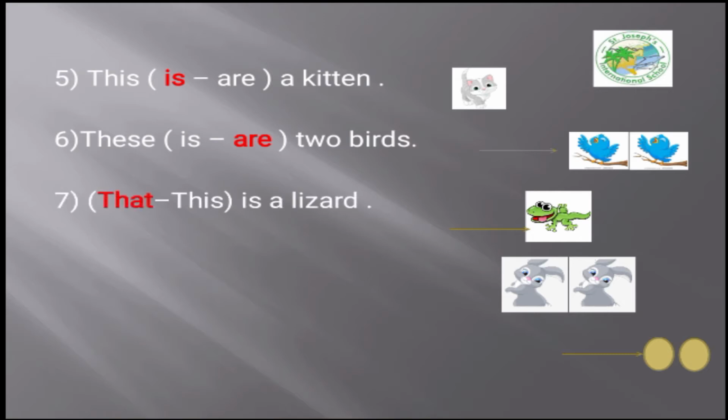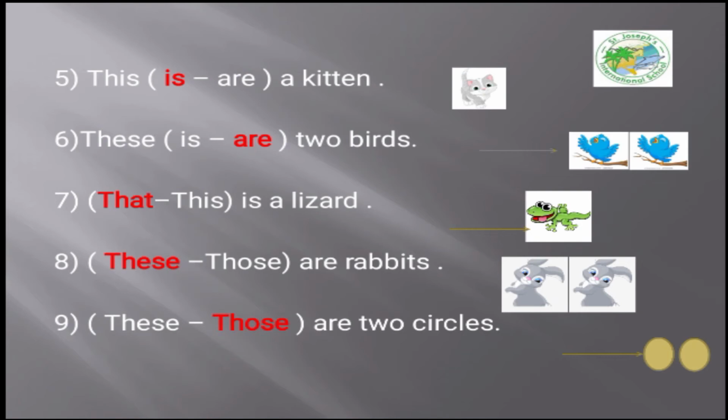Okay, number 7. Is this lizard close or far from the sentence? It's far from the sentence, so we choose that is a lizard. That is a lizard. Number 8. The two rabbits here, are they close or far from the sentence? They are close, so we choose these or those. Of course, we're gonna choose these are rabbits.